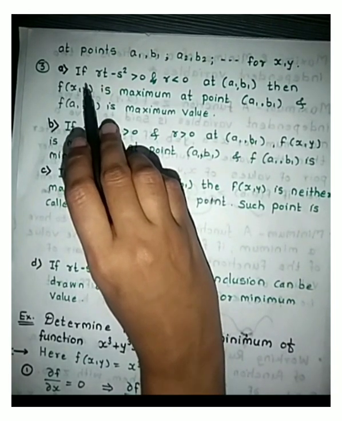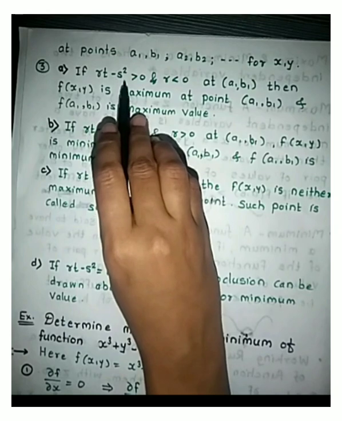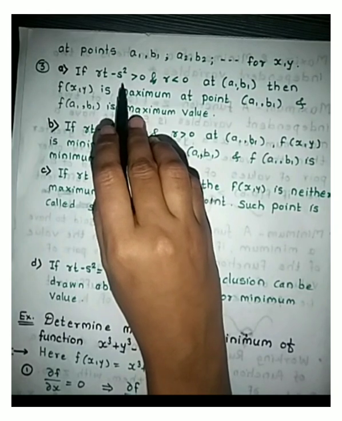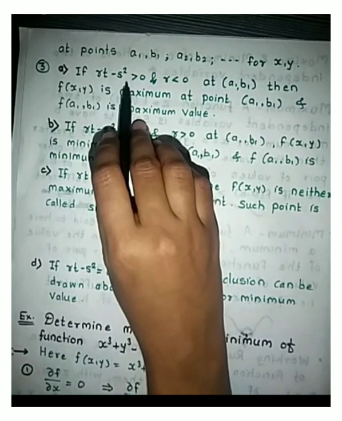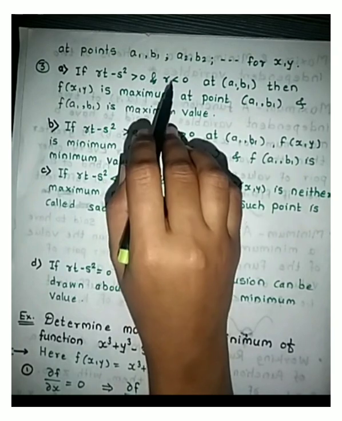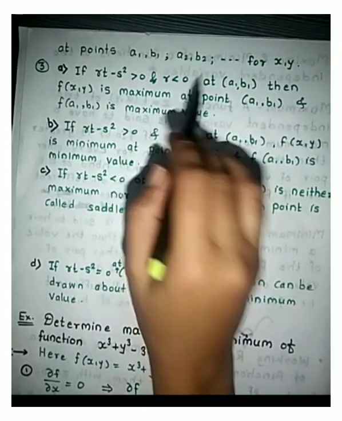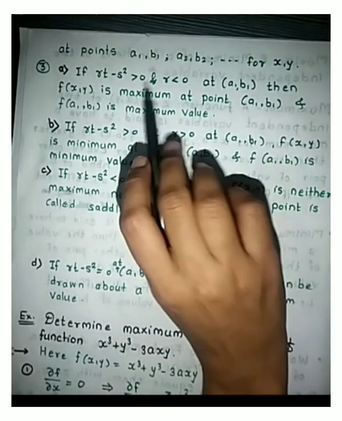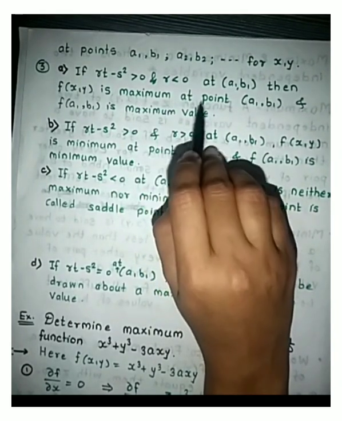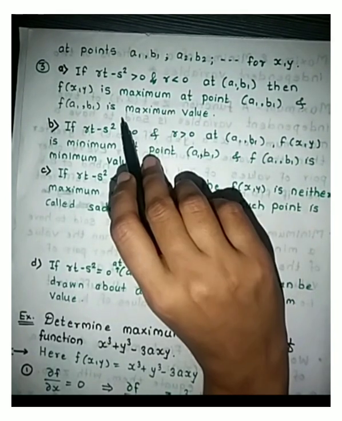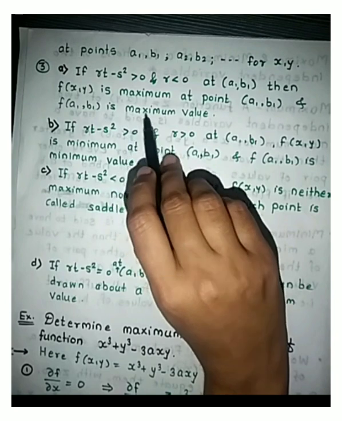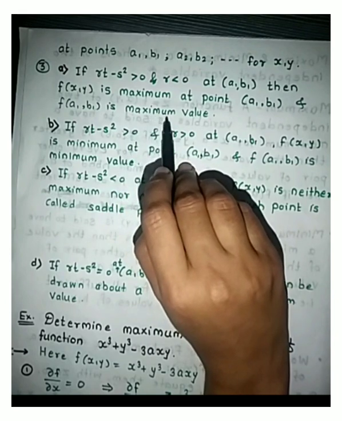first calculate RT minus S square. If RT minus S square is greater than 0 and R is less than 0 at (a1, b1), then f of xy is maximum at that point, and f of (a1, b1) is called the maximum value.